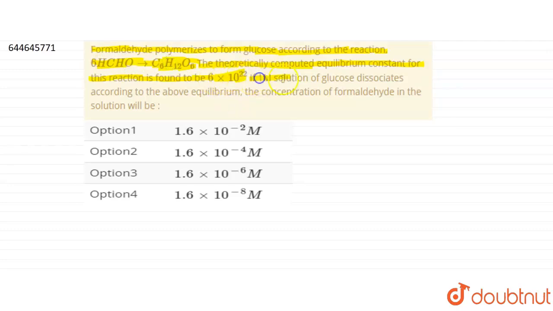If 1 molar solution of glucose dissociates according to the above equilibrium, the concentration of formaldehyde in the solution will be, we need to find the concentration of formaldehyde in the solution at equilibrium. Our options are 1.6 into 10 to the power minus 2 molar, 1.6 into 10 to the power minus 4 molar, 1.6 into 10 to the power minus 6 molar, and 1.6 into 10 to the power minus 8 molar. So this is a very basic question, guys.